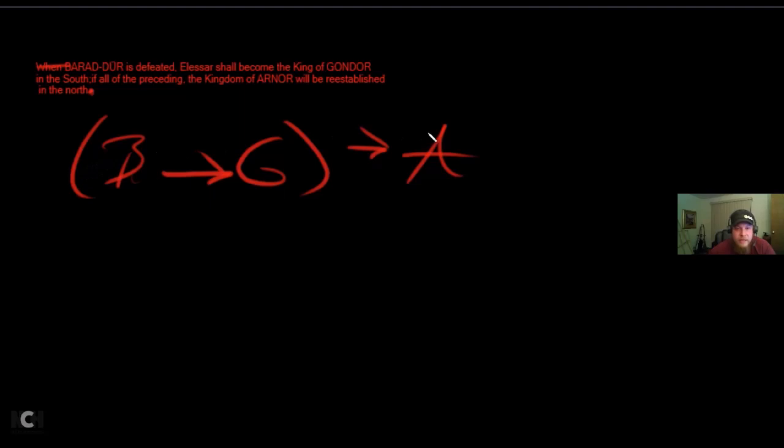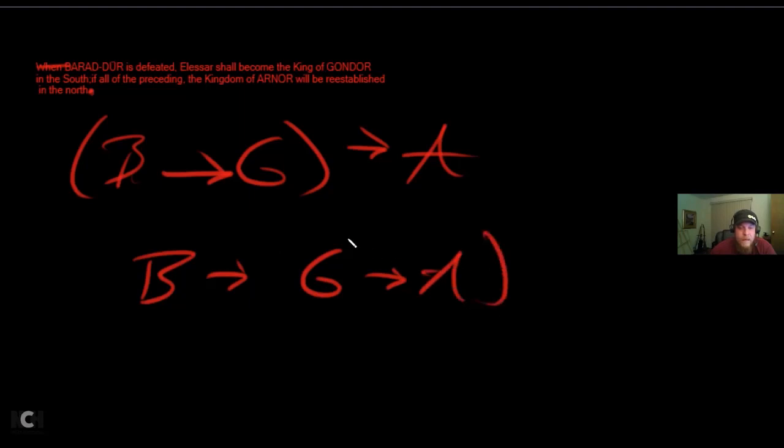So that's this one. Now, if I put the parentheses the other way, this is wrong. And what this says is this. When Barad-dûr is defeated, then if Elisar becomes the king of Gondor, then the kingdom of Arnor will be reestablished. But that's not what it says. It says this one. And because of that, if all the preceding language, that means this is going to be heavy on the left, not heavy on the right.